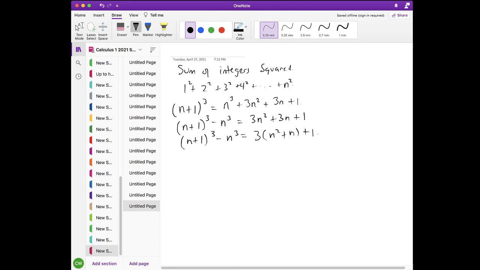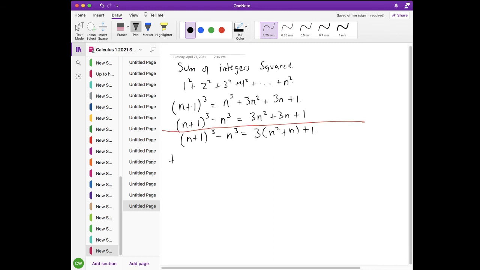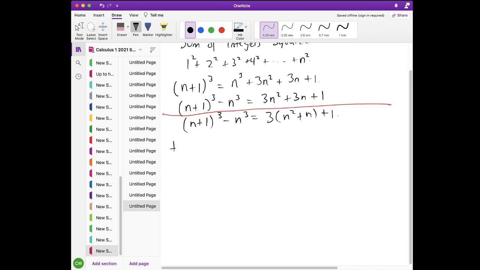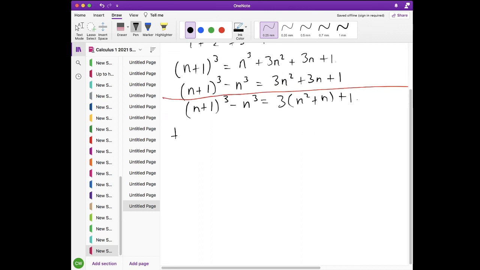Okay, so this is what we're going to do. Let's take this last line here, and let's add all the terms down to 1. So the next term is going to be n cubed minus n minus 1 cubed. So by the formula, this is going to be 3 times n minus 1 squared plus n minus 1 plus 1.